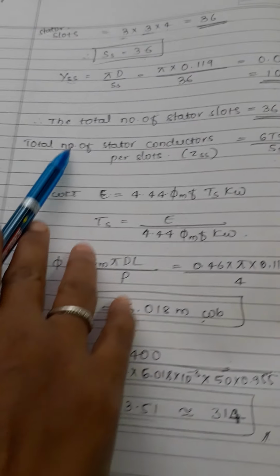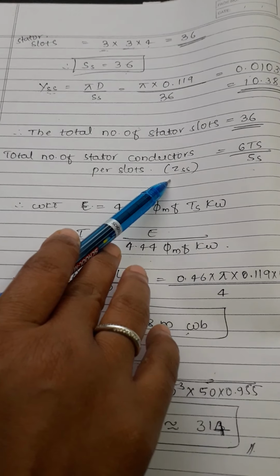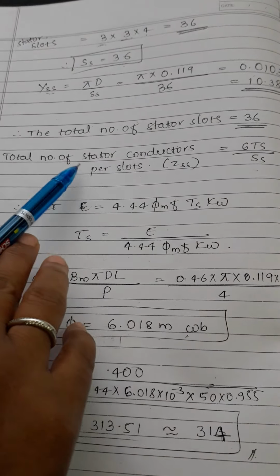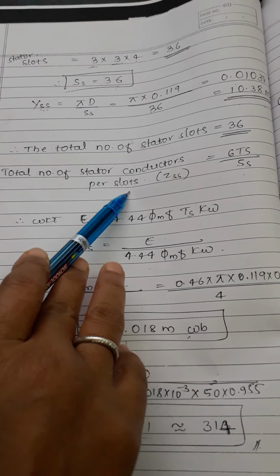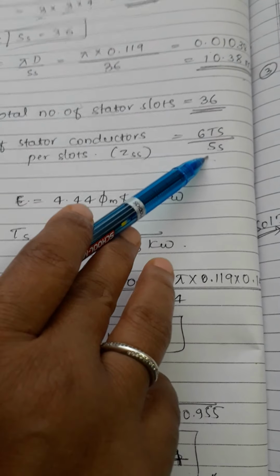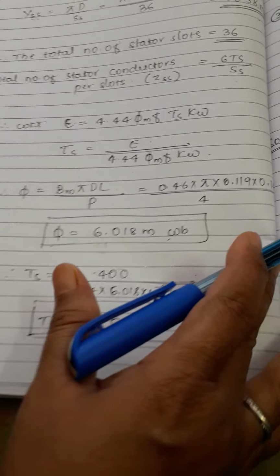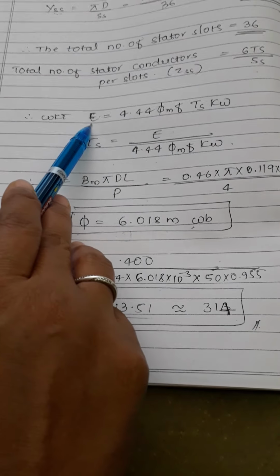So here the total number of stator slots SS is 36. Total number of stator conductors we have to find out. This formula I also explained in the last lectures. Total number of stator conductors per slot is ZSS. The formula for ZSS is 6 TS upon SS. So TS we have to find out. How to find out TS is by the EMF formula.